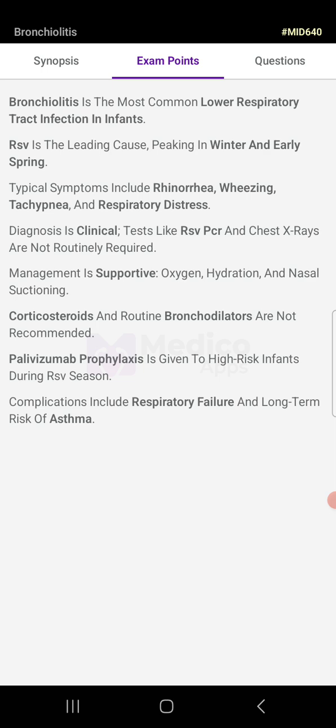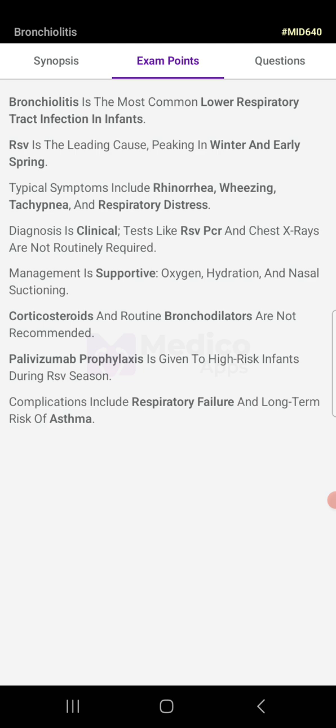Bronchiolitis, this is the most common lower respiratory tract infection in the infants. RSV is the leading cause, peaking in the winter and early spring. Typical symptoms like rhinorrhea, wheezing, tachypnea, and respiratory distress. Diagnosis is clinical. Tests like RSV PCR and chest X-ray are not routinely required. Management is supportive. Oxygen, hydration, and nasal suctioning.